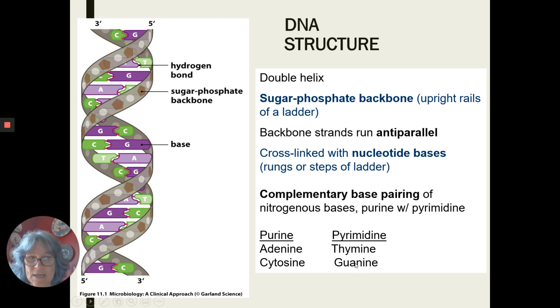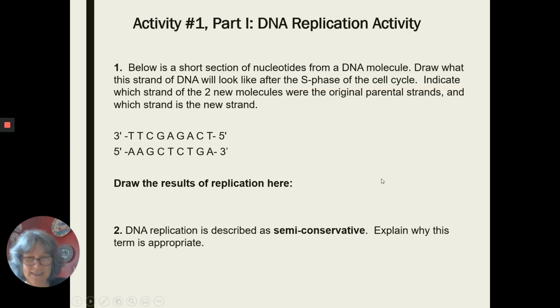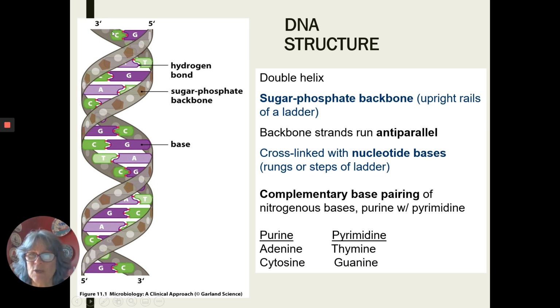Here's a better picture. Look, I made that same mistake again, sorry. So it's a double helix with a sugar-phosphate backbone. Here's sugar, phosphate, sugar, phosphate, sugar, phosphate, running anti-parallel. This one goes 3' to 5'. This strand here goes 5' to 3'.